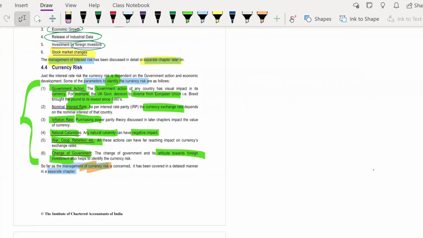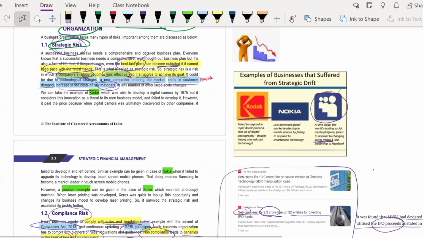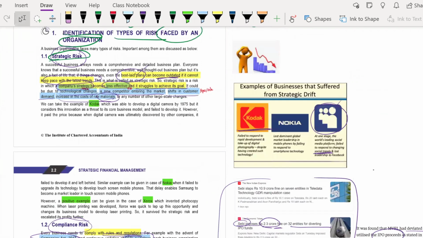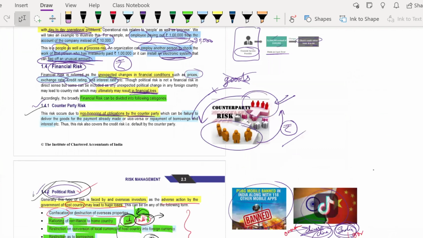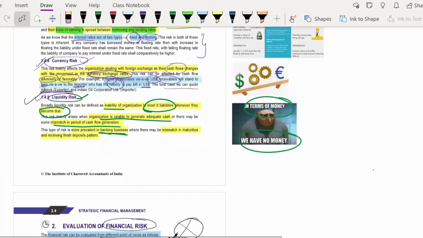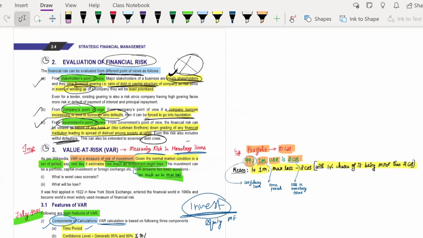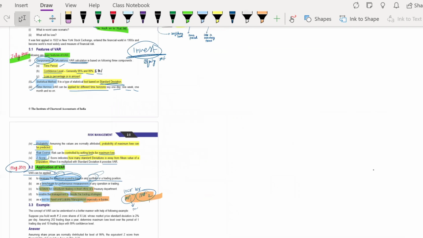So I hope you understood this chapter. Just going through a quick review of the chapter again, we started by reading what are the different types of risks that an organization faces. We read about strategic risk, compliance risk, operational risk, and financial risk. Under financial risk, we read about 5 risks, which are counterparty risk, political risk, interest rate risk, currency risk, and liquidity risk. Then we understood the 3 different points of view by which people can see their financial risk: stakeholders' point of view, companies' point of view, and government's point of view. Then you have the value at risk concept, in which we understood the features and applications of it.